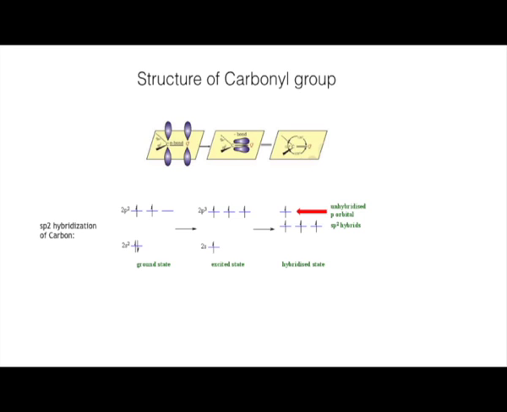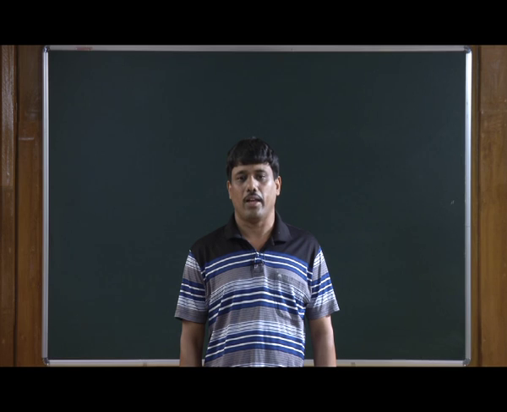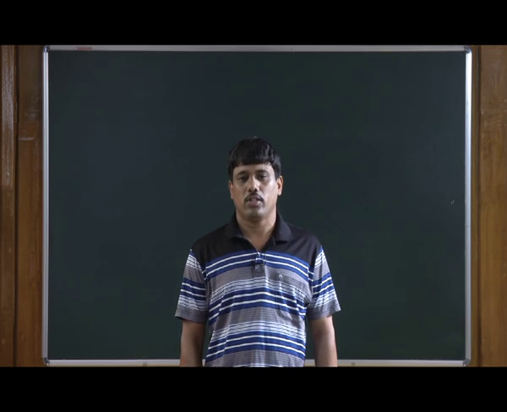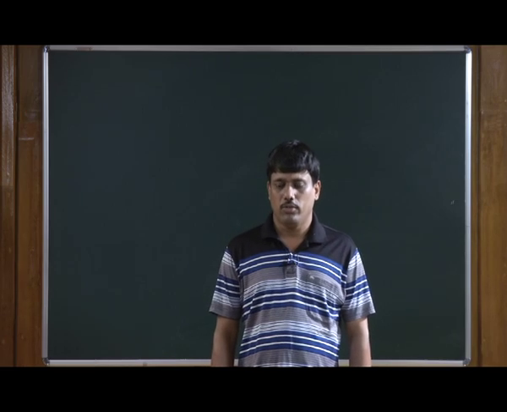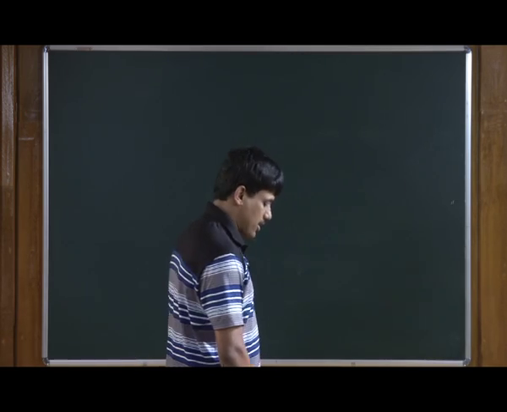So, all these 3 sigma bonds stay in one plane, and that is why the atoms attached to the carbon atom are also coplanar, and this geometry is called trigonal coplanar, and the pi electron cloud resides above and below the plane. So, now we will discuss the polarity of the carbonyl group.